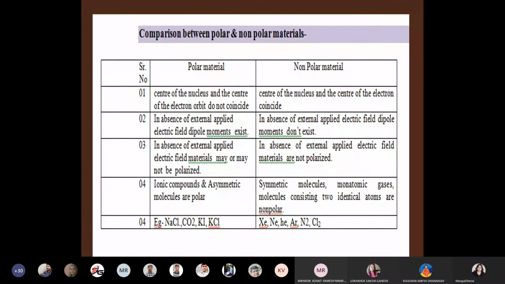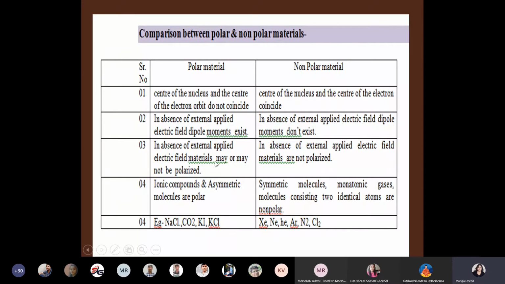Read it. So in a polar material, the center of the nucleus and the center of the electron orbit do not coincide. Consider the salt example, or any ionic material. So that is a polar material, and here they coincide. And in the absence of an electric field, the electric dipole moment exists. I just told you, even if the field is not applied, the dipole moment will exist. But in non-polar, it will not exist. So you can just remember, non means not to exist.